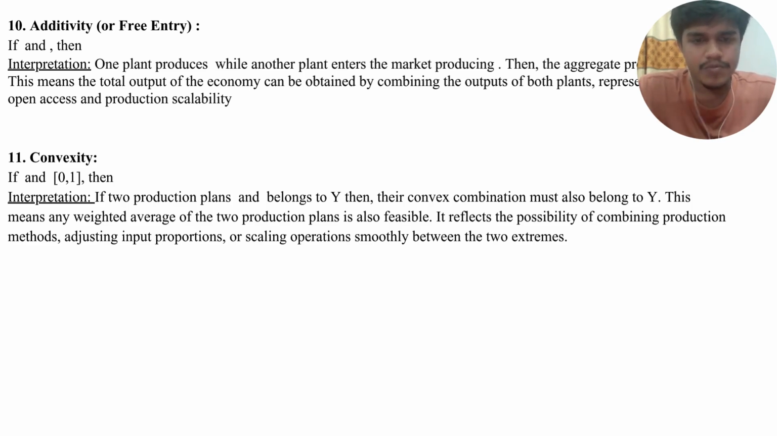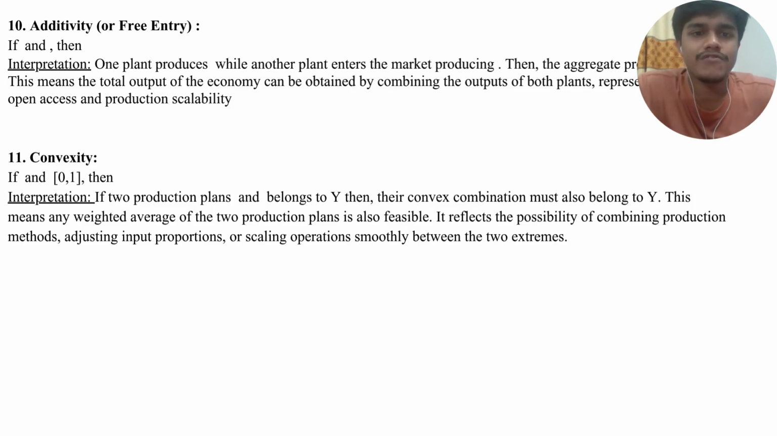This property is sometimes called free entry. Imagine one plant is already producing some goods and another plant enters the market and starts producing additional goods. According to additivity, the economy can combine output from both plants, and the production plan will be y plus y prime. This reflects the idea of open access scalability: production in an economy or a firm is not limited to a single process. You can add up what different producers make.